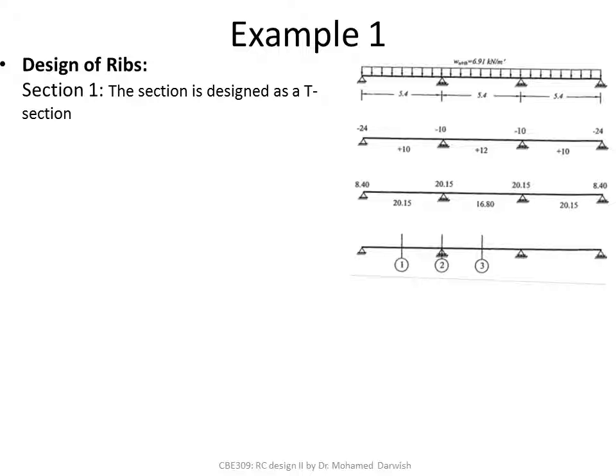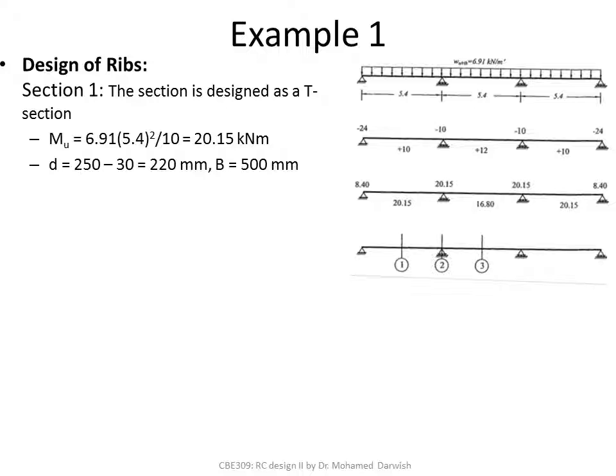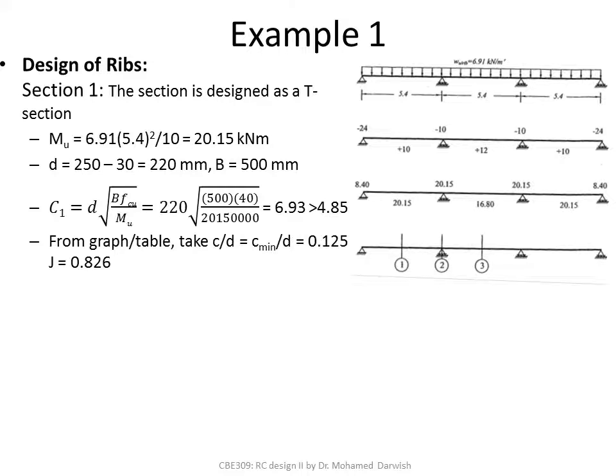Then you will design the ribs. The section is designed as a T section. M ultimate is W ultimate B times L squared over 10. D is 250 minus 30. And B capital is 500 millimeter.